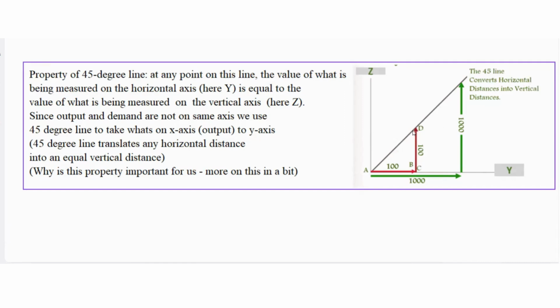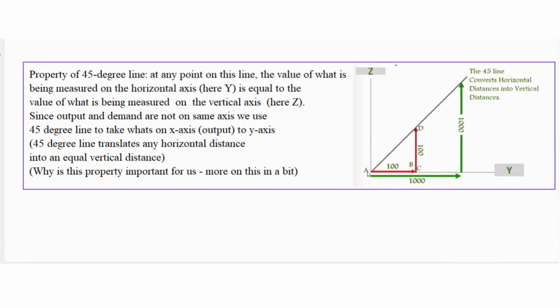For example, at this point, I know output is measured as a horizontal distance Y, which is AB in this case. I can use the 45-degree line to convert this horizontal distance into an equal vertical distance CD, because I know that at this point the value of what is measured on the horizontal axis, AB, is equal to the value of what is measured on the vertical axis, CD. So the 45-degree line allows you to convert a horizontal distance AB into an equal vertical distance CD. We can convert what is measured on the horizontal axis into the vertical axis.